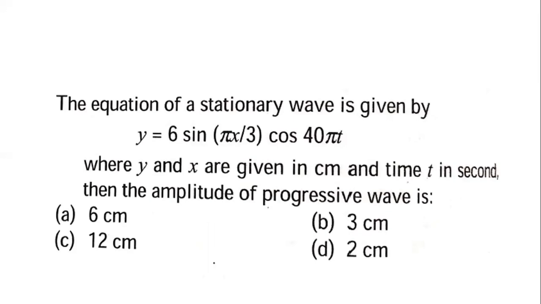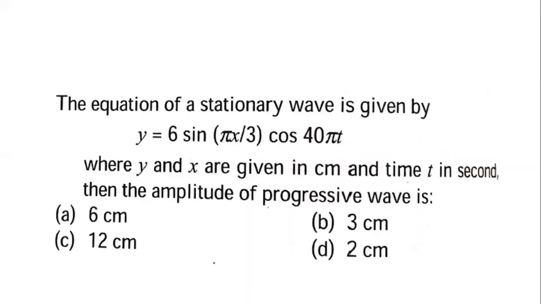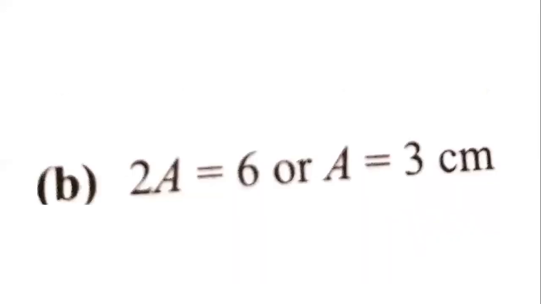The equation of a stationary wave is given by y is equal to 6 sin(pi x by 3) cos(40 pi t), where y and x are given in centimeter and the time t is given in second. Then the amplitude of the progressive wave is, again a similar type of question. Just compare. In the standard wave equation, the amplitude term is 2a. Instead of 2a, here it is given as 6. So 2a is equal to 6. Upon simplification, amplitude a is equal to 3 centimeter.